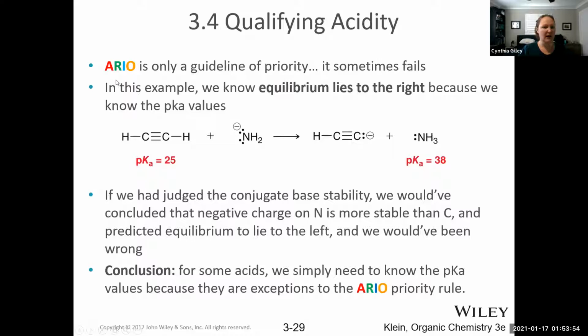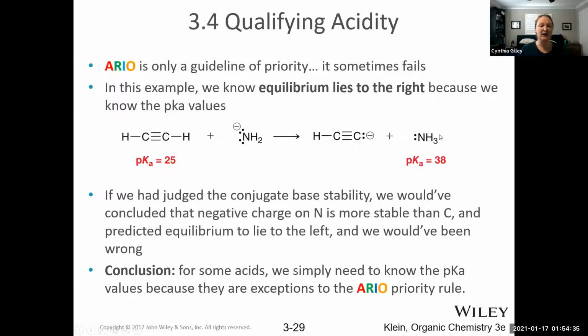Okay, it is important to recognize that ARIO is only a guideline of priority, and it sometimes fails. If you want to know the true prediction, then you do need to have the pKa values, which a lot of times can be looked up in a book or on the internet. So if we were to do a prediction in this case, we would be looking at the stability of the base and the conjugate base. Just recall, when we're making our predictions, we don't really compare the two acids.